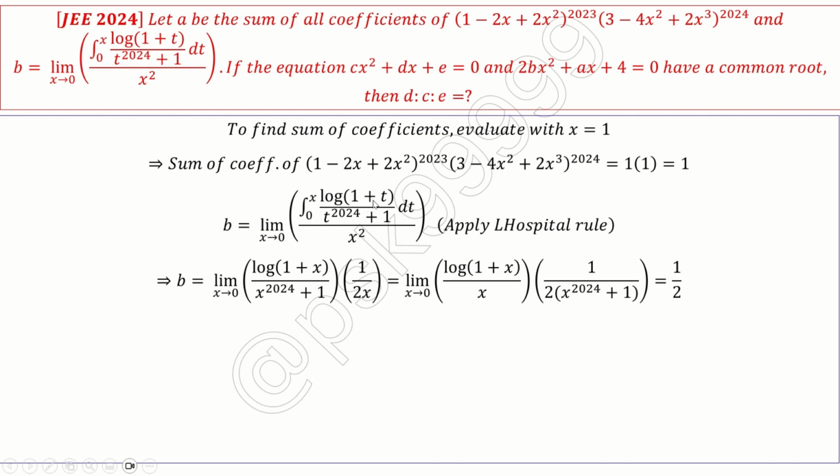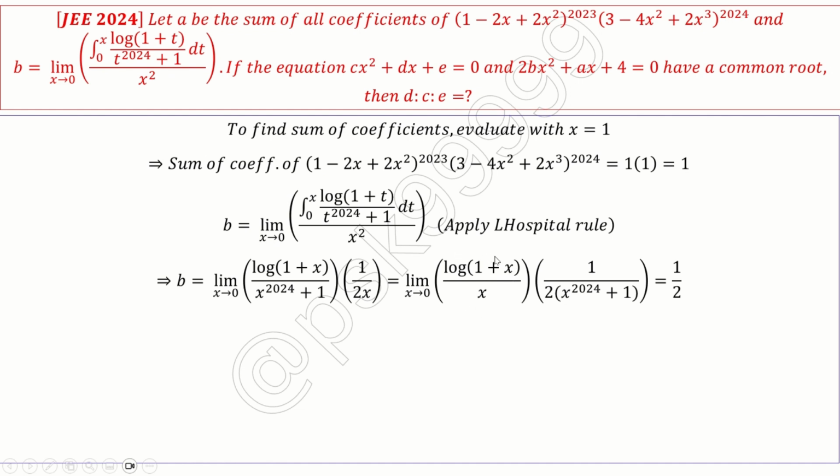And in terms of t, it will become x because it is up to x. Correct? So log of 1 plus x divided by x to the power of 2024 plus 1 into 1 by 2x, limit x tends to 0, of course. So I am rearranging the terms in such a way that log of 1 plus x by x into 1 by 2 into x to the power of 2024 plus 1.